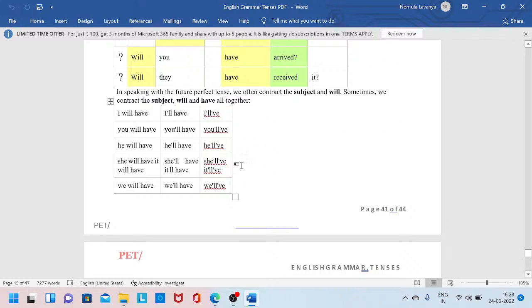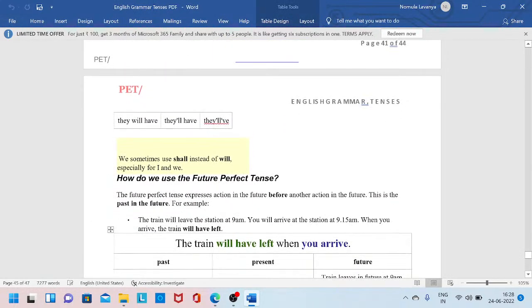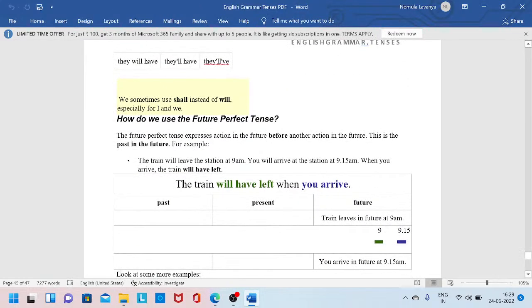Okay, this box. So let's continue, and we have a note here. We shall use "shall" instead of "will", especially for I and we, as I said before. And how to use this future perfect tense. Future perfect tense expresses an action in the future before another action in the future. This is past in the future.